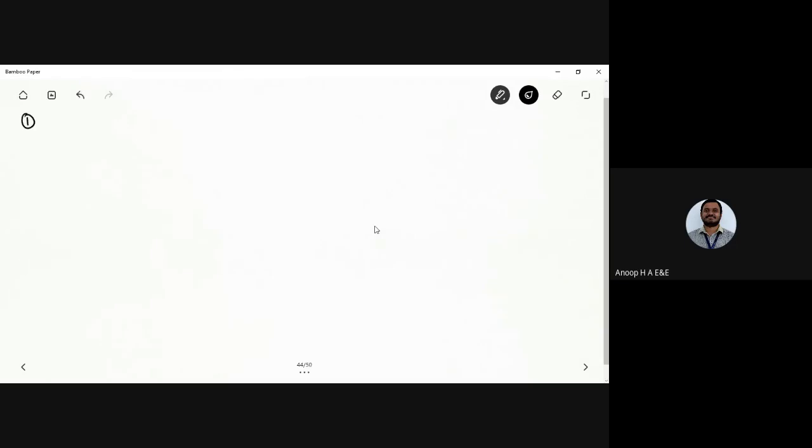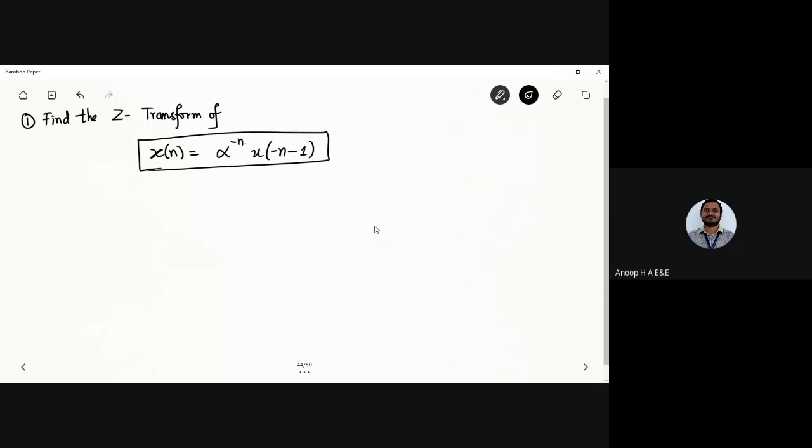Now a given problem would be like this: find the Z transform of x of n equal to alpha power minus n, or a power minus n, whichever it is, times u of minus n minus 1. Now you can look into this unit step sequence. What is it? It is a left-handed sequence.